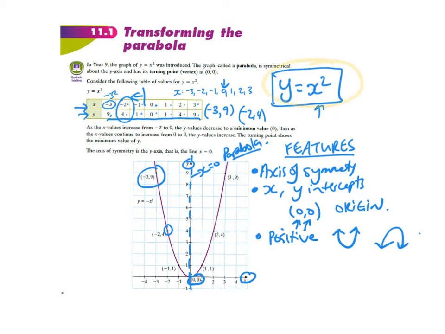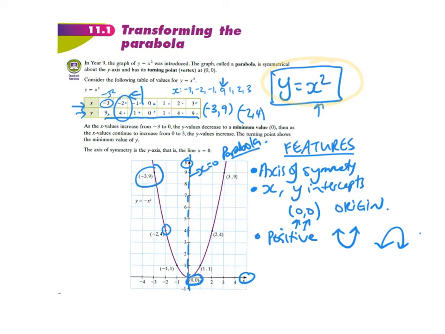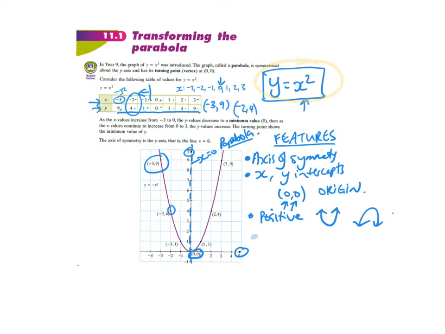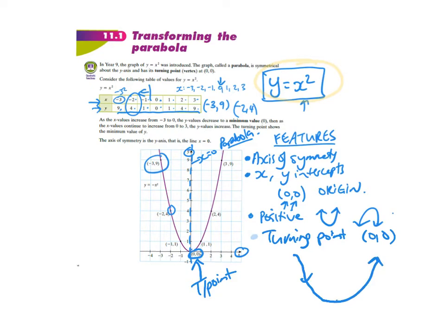What else do we need to be aware of? Yep, one more feature that you need to know the name of is the turning point. Now, the turning point is where the graph itself turns around, and that actually is the origin here. So this thing, which is also the y and the x-intercept, is the turning point. And that's where the graph turns around from going down to going up. Okay, so that's your turning point there.